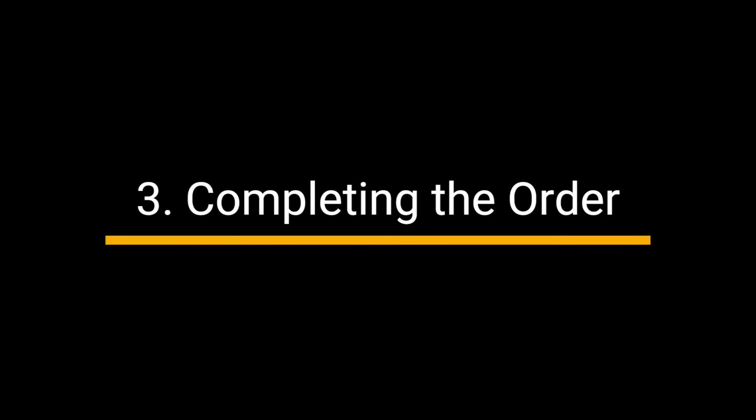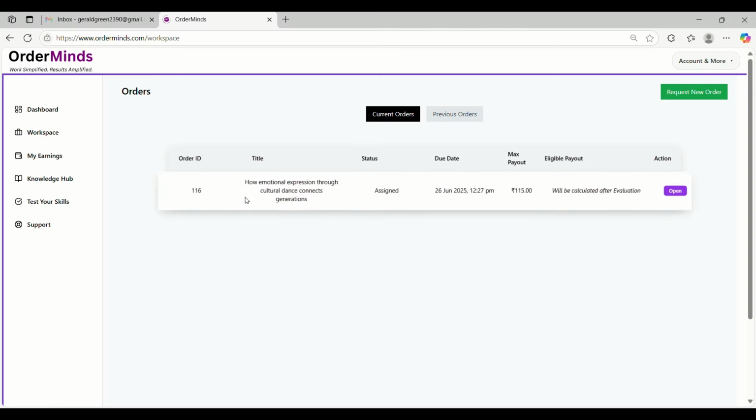Step 3. Completing the order. After requesting a new order, you receive a content writing task titled How Emotional Expression Through Cultural Dance Connects Generations. Its status is assigned. Its due date is 26 June 2025 at 12:27 p.m., meaning you have 3 days to complete this task. Max payout, 115 rupees. Click Open to view task details.